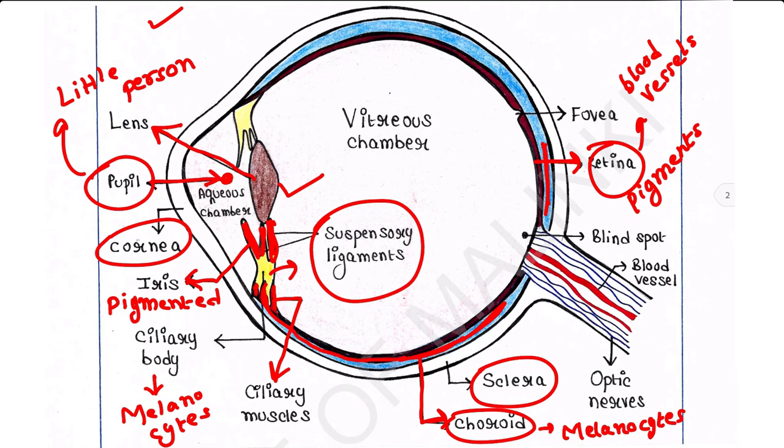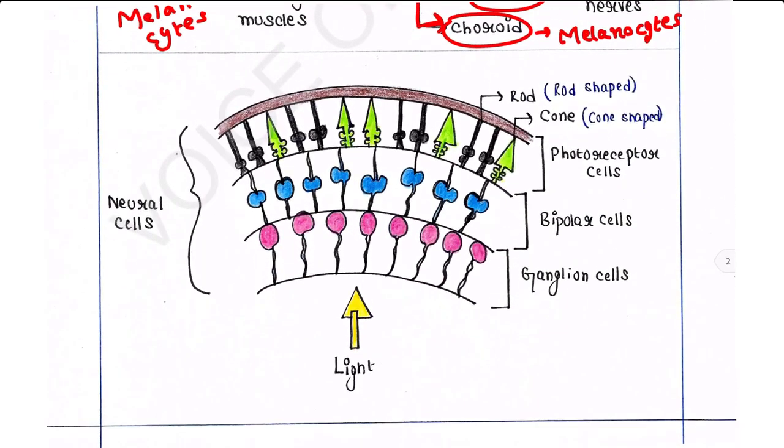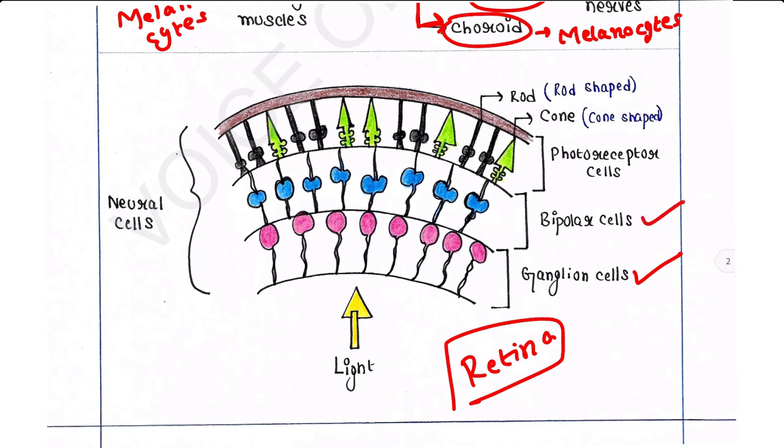Now this retina contains 3 layers of neural cells from inside to outside. Those are ganglion cells, which are present on the innermost side, then bipolar cells, and then photoreceptor cells. Photoreceptor cells are present on the outermost side.